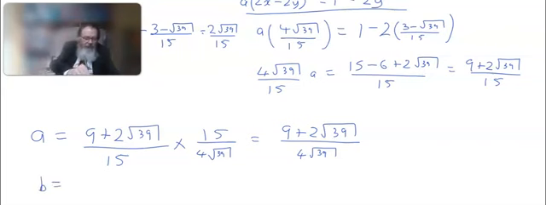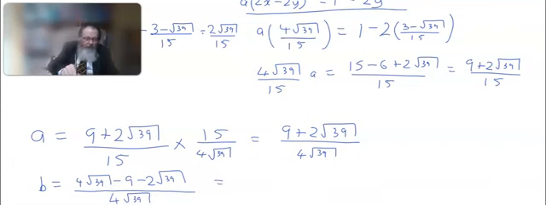So that b equals 4 root 39 minus 9 minus 2 root 39 all over 4 root 39, and that becomes 2 root 39 minus 9 over 4 root 39. And so I can now give a summary of my answers. And there at last we have the 4 final answers clearly expressed.